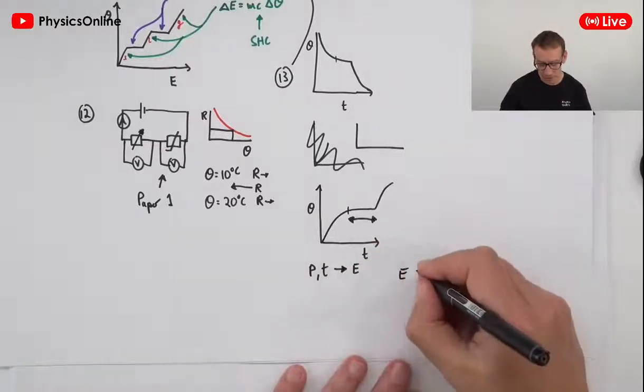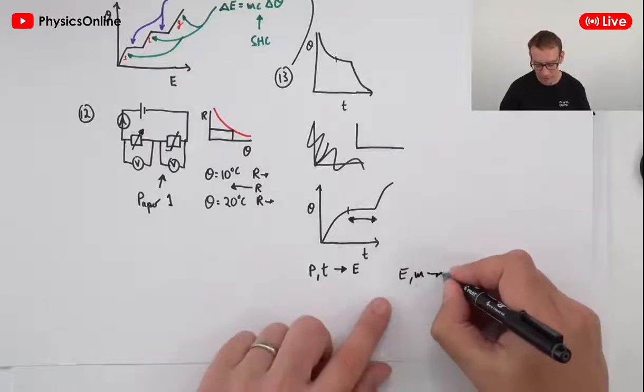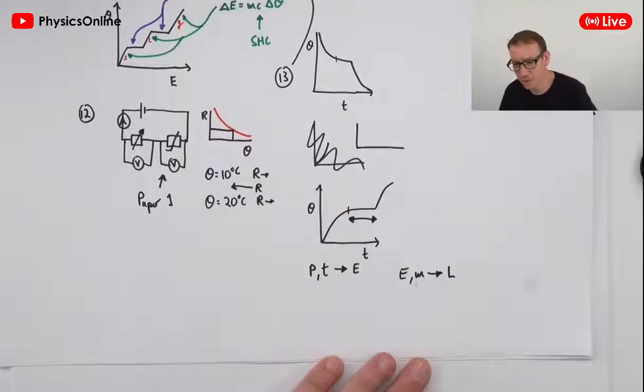And of course, if you know the energy transferred and you know the mass of something, that allows you to work out the specific latent heat of fusion or of vaporization.